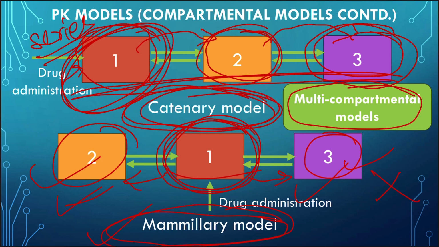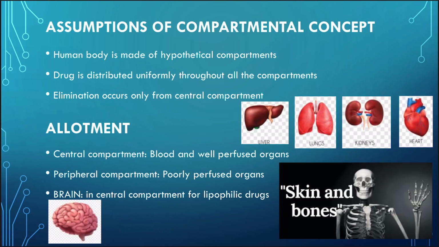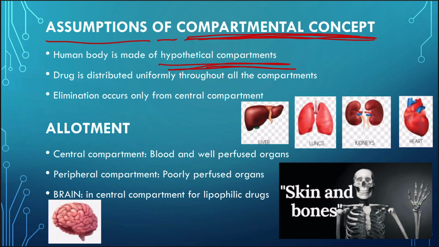So this was about the multi-compartment models. Now coming to the next one. So the assumptions which we do when we are actually following the compartmental concept, that is we are doing the compartmental pharmacokinetic modeling. So first assumption, the most important assumption, is that the human body is made up of hypothetical compartments. I mentioned it already.